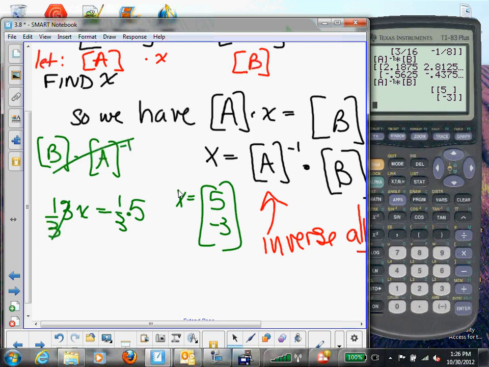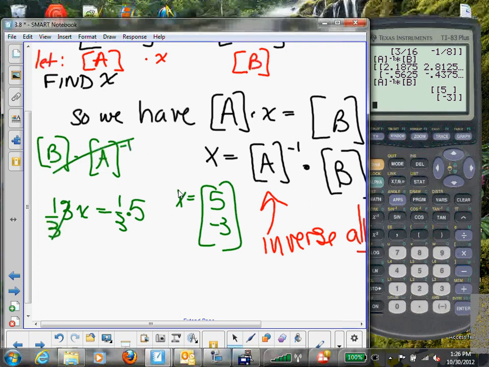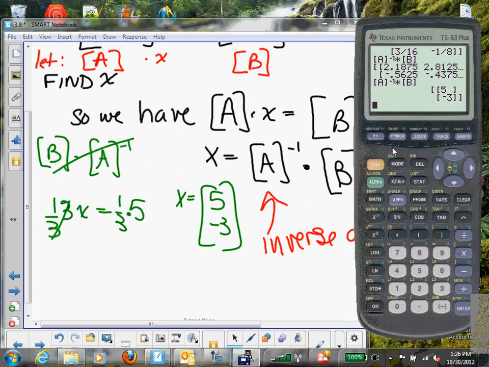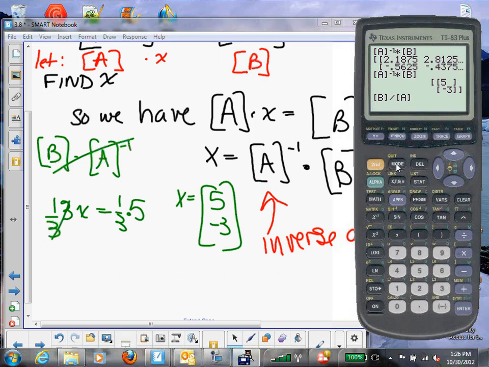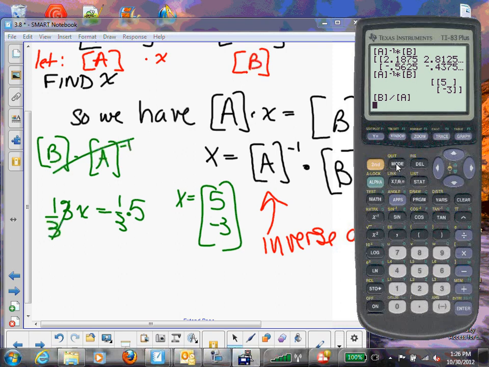I don't know if that would work. Let's see. Because matrices, I don't think you divide with matrices. But let's see. Matrix B divided by, yeah, you can't divide with matrices. So we have to use inverses. So I don't understand how to solve this problem.